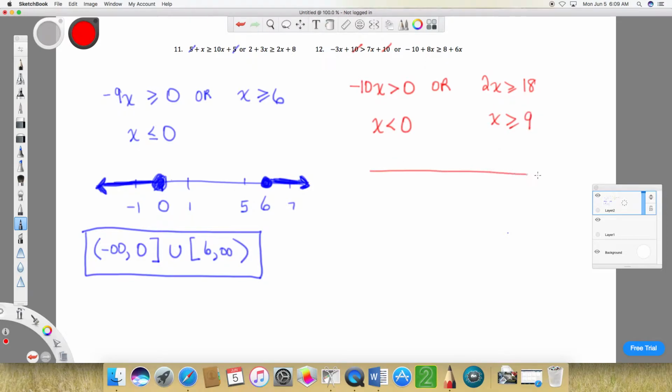So we have a situation that's very similar to over here on the left. We're going to exclude, though, the endpoint 0, and to the left of 0 is shaded in. These are all the values of x that are less than 0.